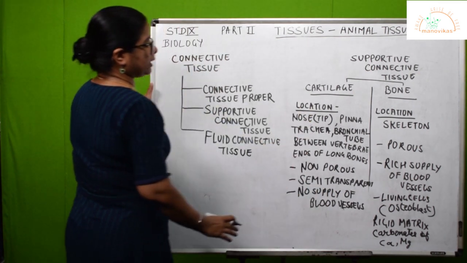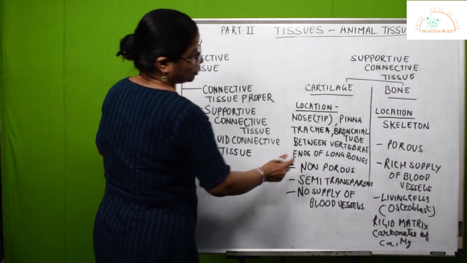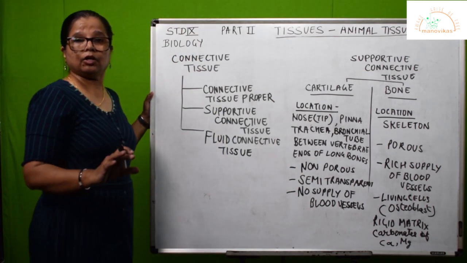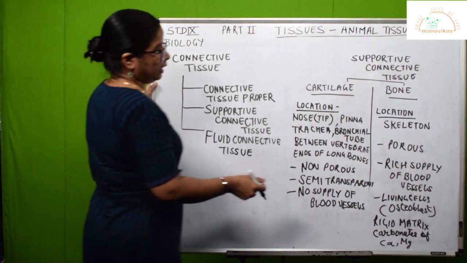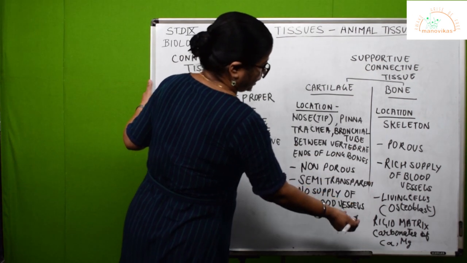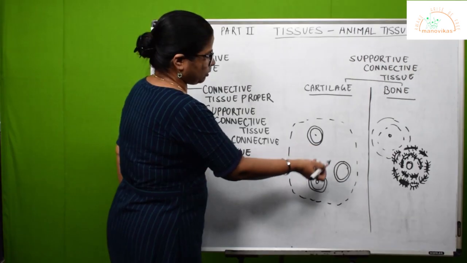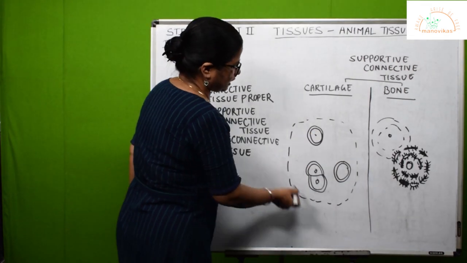Now what would the cartilage do if it is placed between the long bones? It acts like a lubricant so that the bones move freely one over the other. Bones, of course, you know their function is to make up the skeletal system. Let us look now at the structure of the cartilage.